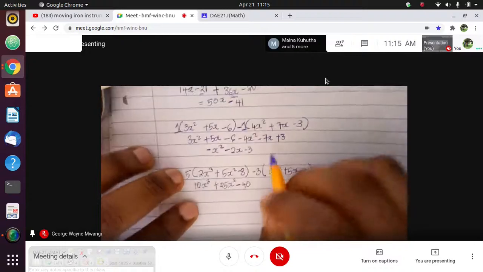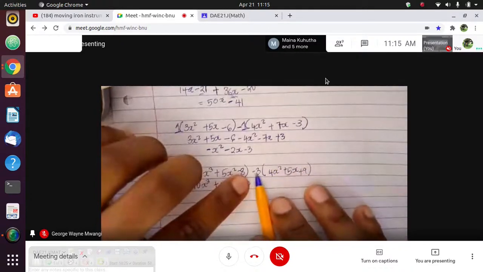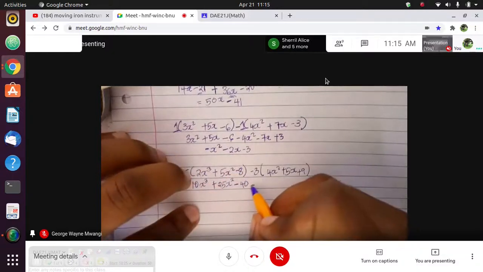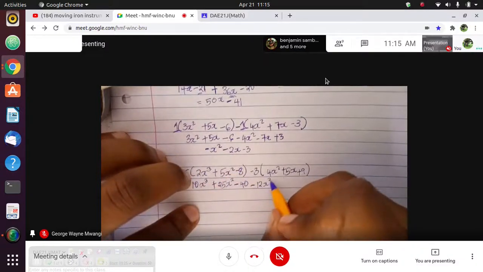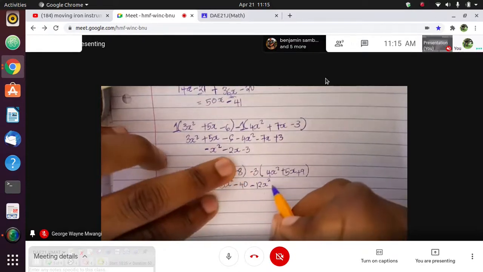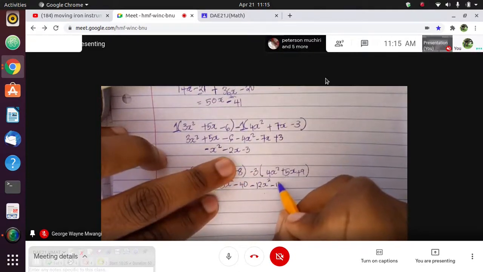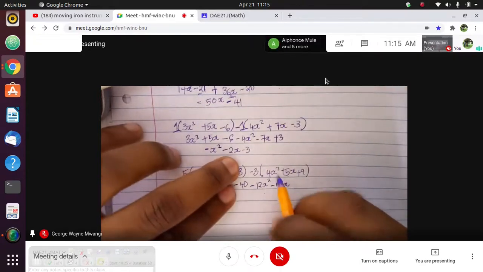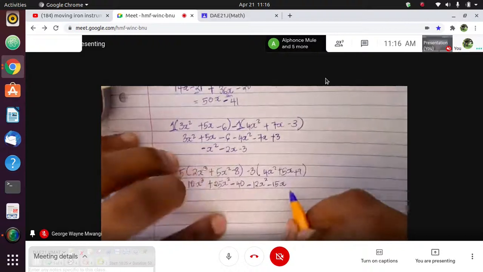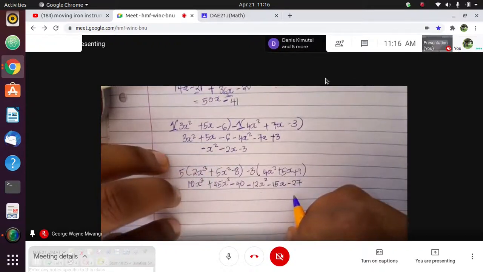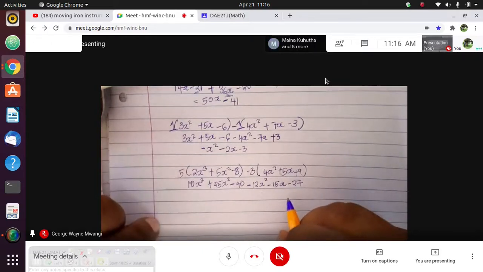So, we open the second bracket. We have minus 3 before the bracket. So, minus 3 times 4 inakuwa minus 12x squared. Minus 3 times plus 5x inakuwa minus 15x. And then minus 3 times 9 inakuwa minus 27. If you're not sure, use your calculator to confirm.